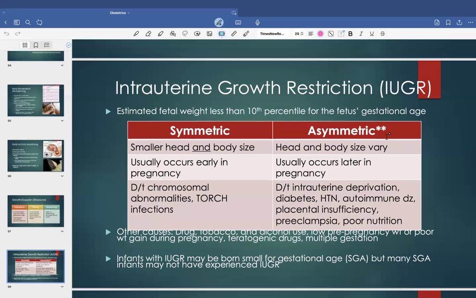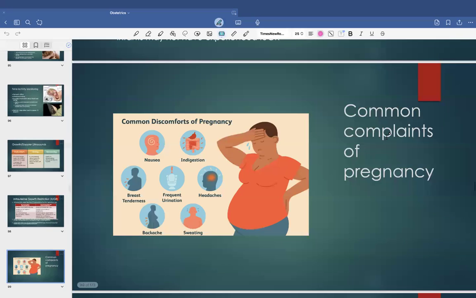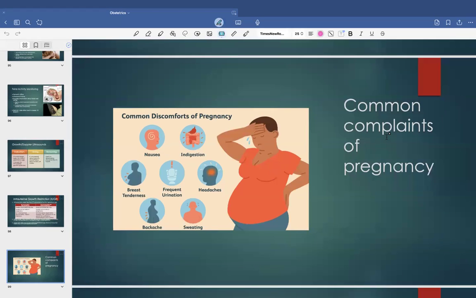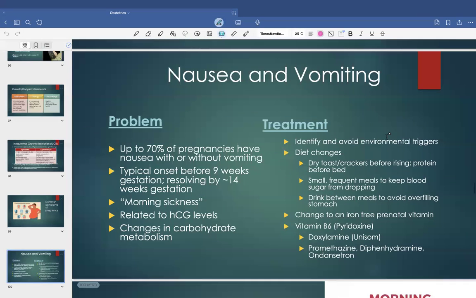Common complaints of pregnancy. This is not an exhaustive list. We're just going to talk about some things in general, problems and how we manage them. The first we'll talk about is nausea and vomiting. Up to 70% of pregnancies are affected by nausea and vomiting. Some have nausea, some have nausea with vomiting, some have nausea without vomiting. The typical onset is before 9 weeks and usually resolves by 14 weeks. That's important because of what we're going to talk about on the next slide. We call it morning sickness, but it can occur any time of the day.